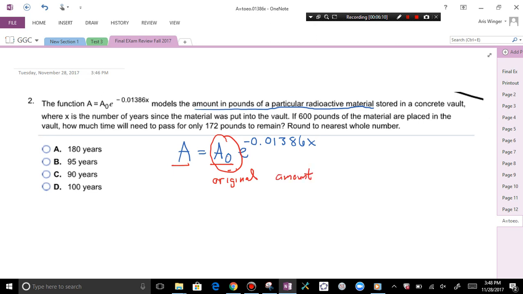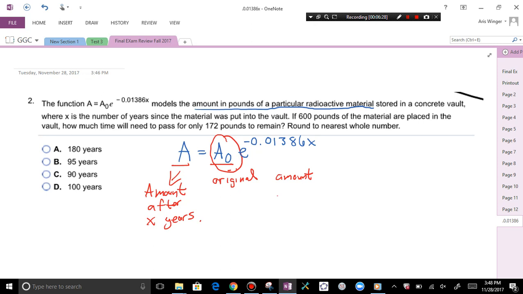And so that's what the 0 indicates, that was at the 0th hour, that's how much was in there. And this is the amount after X units of time. And in this case, X is in years. Okay.